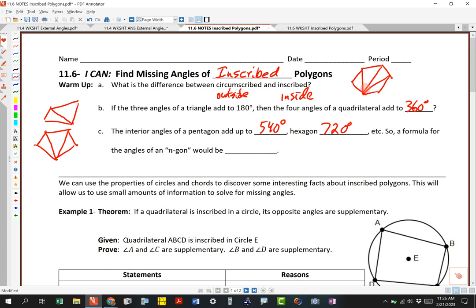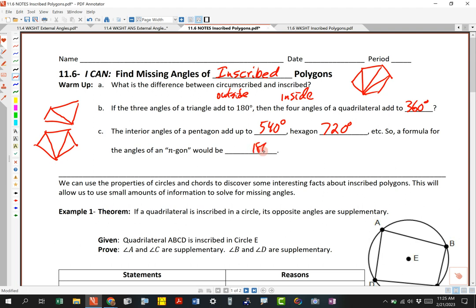Three sides, 180. Four sides, 360. Five sides, 540. Got a bunch of hands up. Samara, what do you think? I feel like 180 times the n-gon. Okay, 180 times the n-gon.